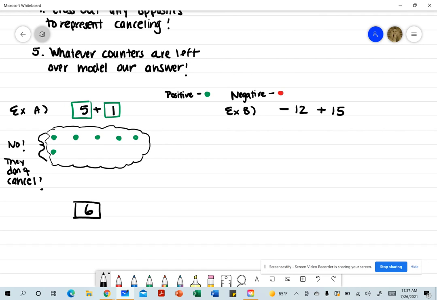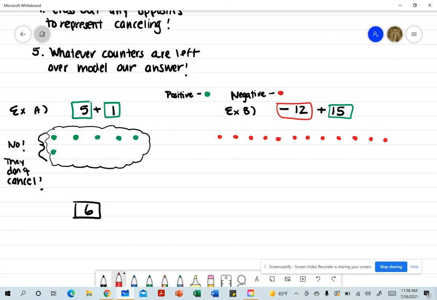This is getting big, but we're going to do -12 plus 15. -12 is negative, so I'm going to associate it with red. 15 is positive, so green. And then I'm going to create my rows. 1, 2, 3, 4, 5, 6, 7, 8, 9, 10, 11, 12.